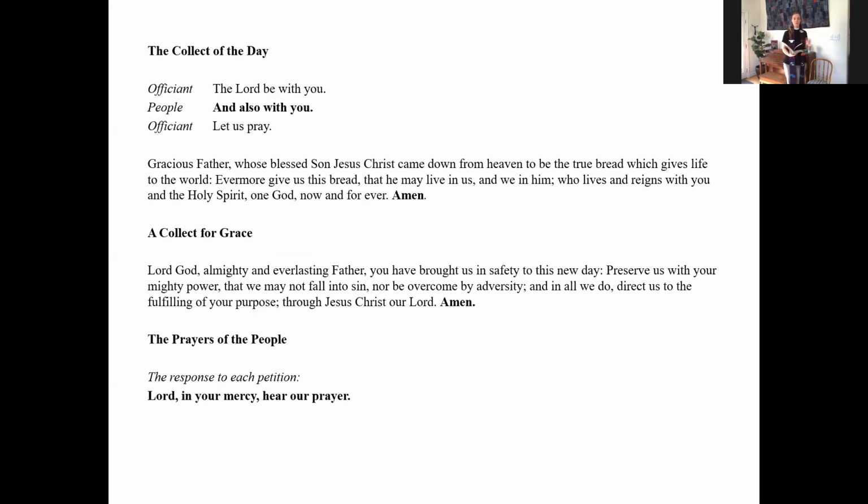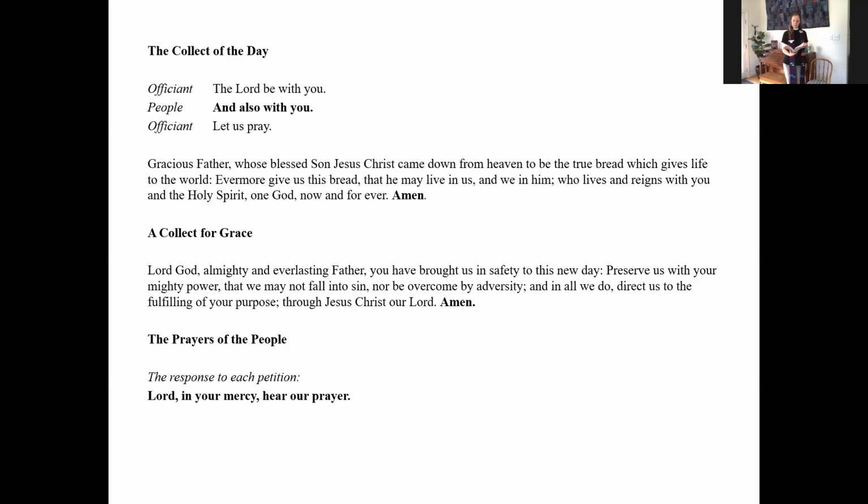The Lord be with you. Let us pray. Gracious Father, whose blessed Son, Jesus Christ, came down from heaven to be the true bread which gives life to the world, evermore give us this bread, that he may live in us and we in him, who lives and reigns with you and the Holy Spirit, one God, now and forever.